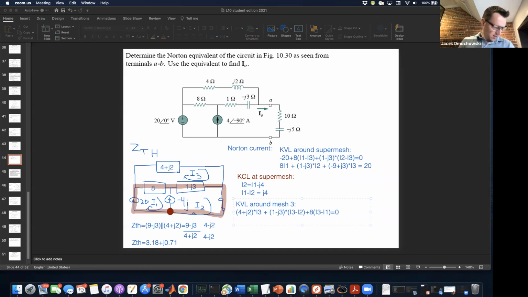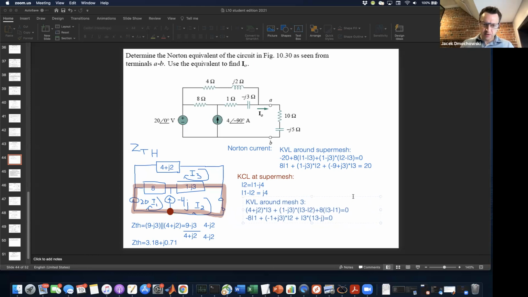Okay, and that simplifies to -8 I1 plus -1 plus j3 times I2 plus I3 times 13 minus j. Make sure I got that right. -8, -1 plus j3, and that's equal to 0.